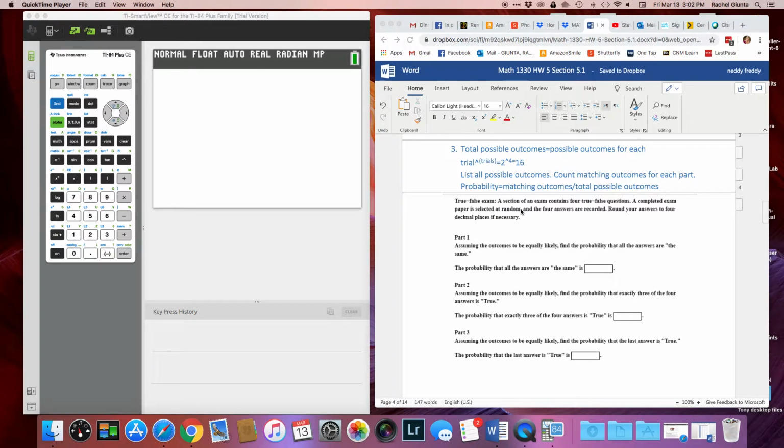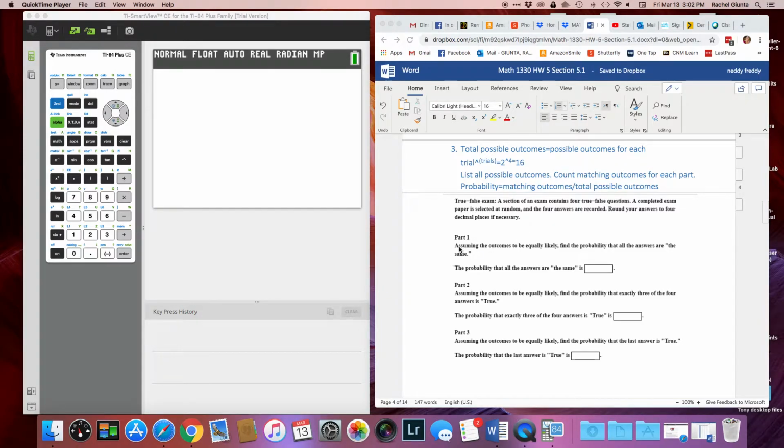Okay, we're on section 5.1, example 2, and this is the one with the true-false exam. A section of an exam contains 4 true-false questions. A completed exam paper is selected at random, and the 4 answers are recorded. Round your answers to 4 decimal places if necessary.